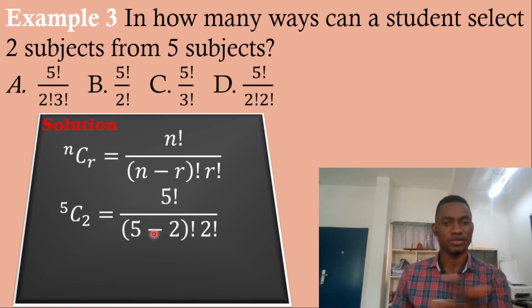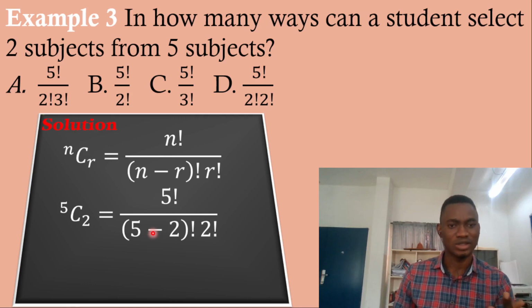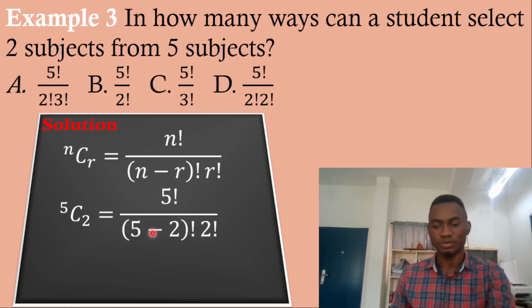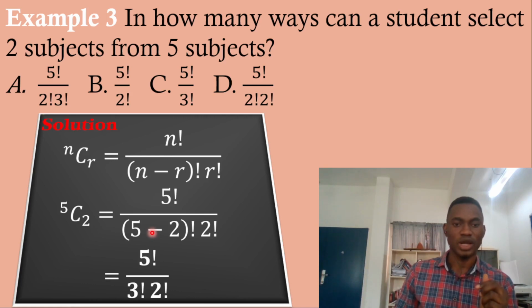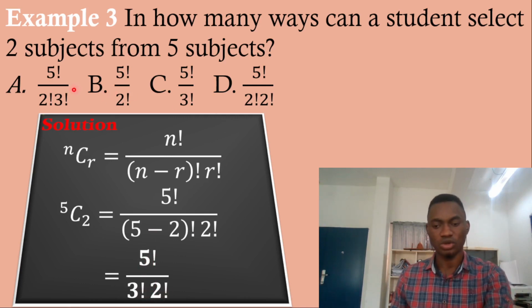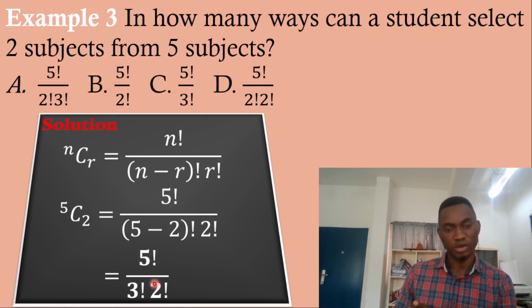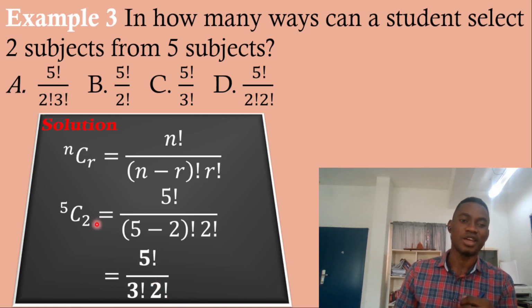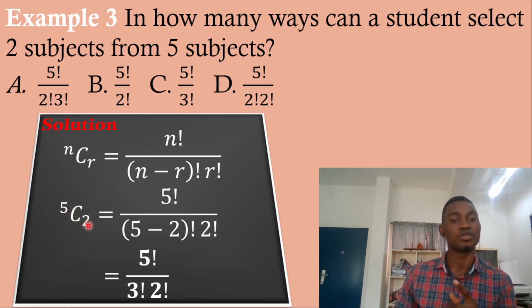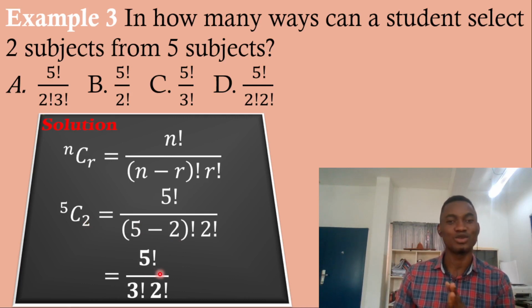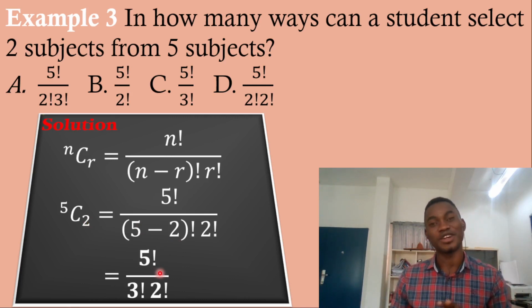It's so trivial. We have applied this formula like 2 or 3 times here. So the correct option here is 5 factorial over 3 factorial times 2 factorial, which is option A. So option A is the correct option for this question. Just know when it is combination, recall the formula, then substitute for n, also substitute for r, and you are good to go. Very, very simple.